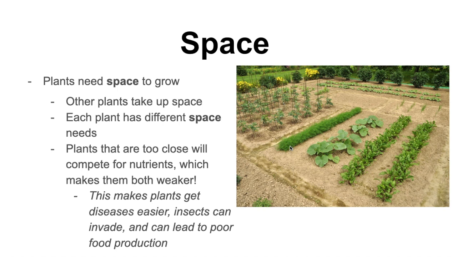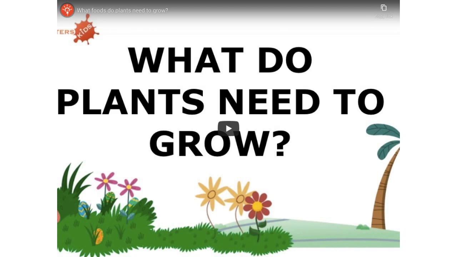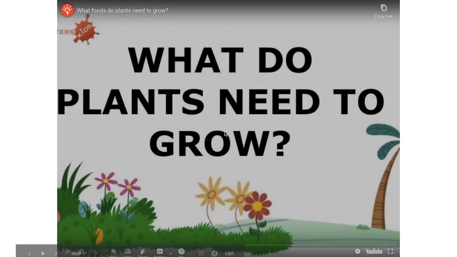So if a plant doesn't get enough space, what'll happen is it'll get diseases easier, insects can invade, and it can lead to poor food production if you're growing carrots or different vegetables like that. All right, let's watch this video really quick here.